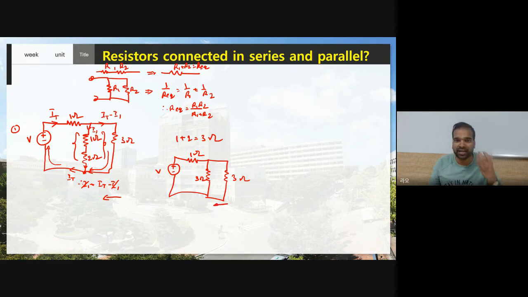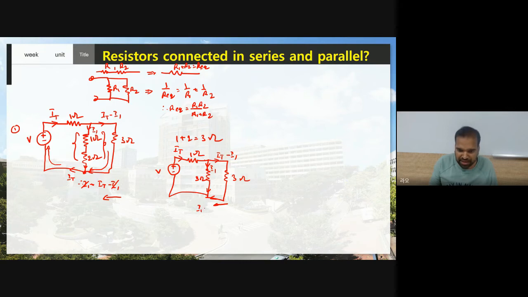If you get confused about whether these are connected in parallel or series, let us assume the current flow. IT is the total current flowing from the source. After coming here, I1 current will go this side and IT minus I1 current is going this side. Therefore the current I1 at one 3 ohm and IT minus I1 at the other 3 ohm are different. Therefore these 3 ohm resistors are connected in parallel.